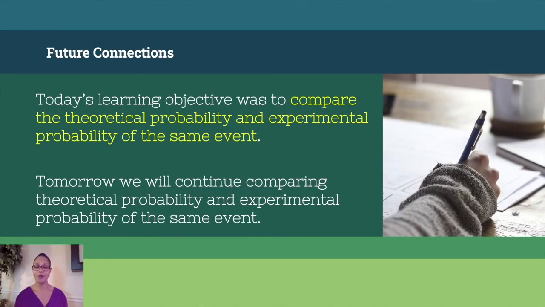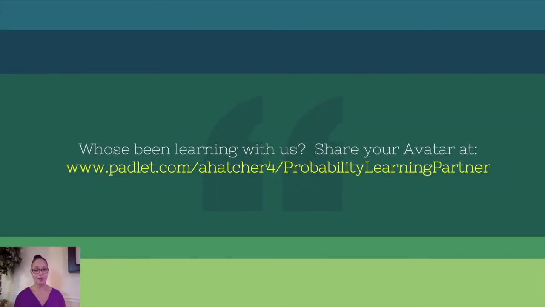And now for our future connections. Today's learning objective was to compare the theoretical probability and experimental probability of the same event. Tomorrow, we will continue working on this same objective. Remember to share your avatar and upload your probability experiment to share with the team. Both of these links to the Padlet are found in your learning plan. Have you taken a peek, perhaps to see who else might have uploaded some items as well?